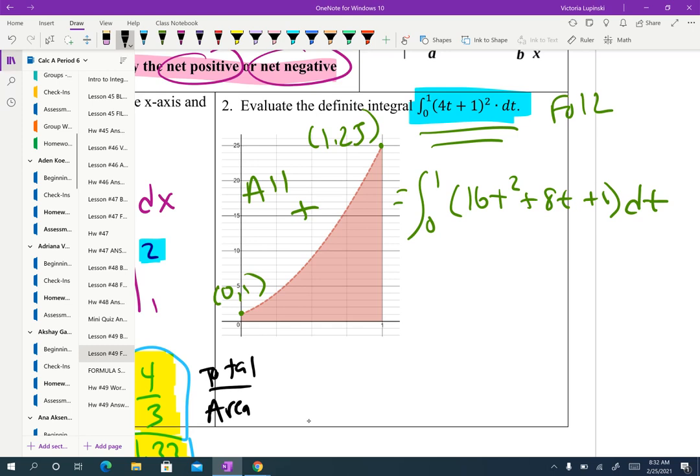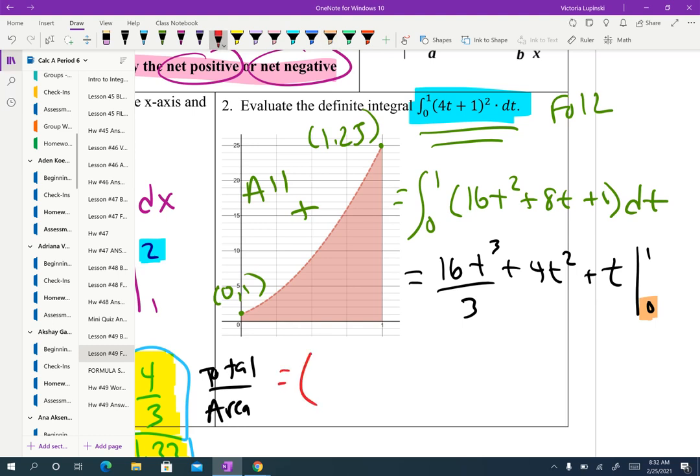So I'm going to go ahead and integrate now. So 16t cubed over 3 plus 8t squared over 2, which is just going to be 4t squared, and then don't forget the t. And I'm going to evaluate that from 0 to 1. Anytime you wind up having one of your bounds being 0, it's just kind of nice because it's a simple calculation. Don't disregard it completely, but it is just going to give you an easier calculation.